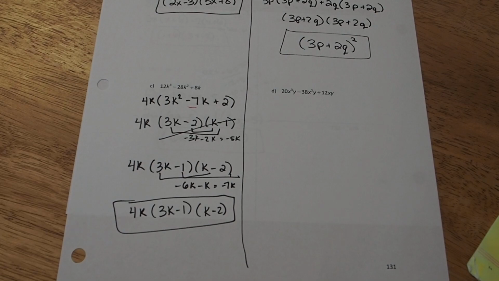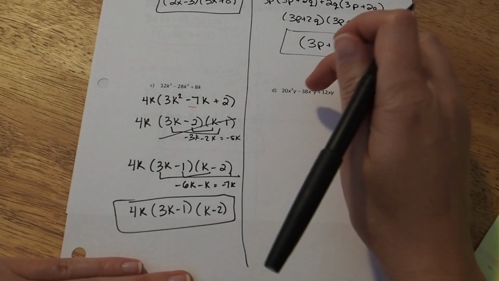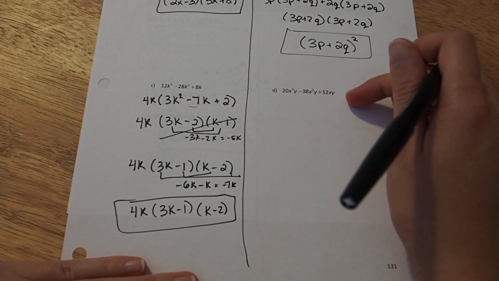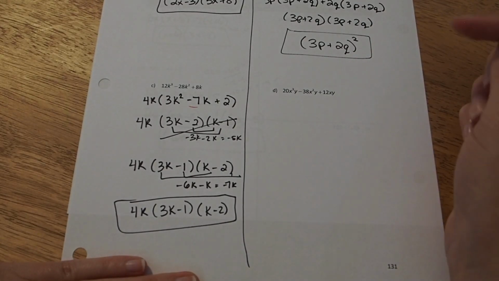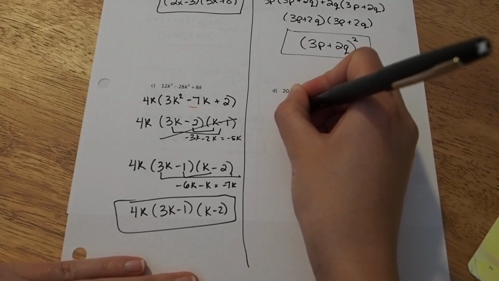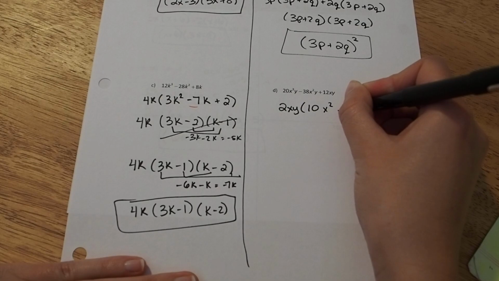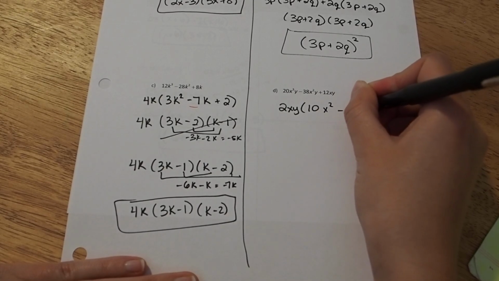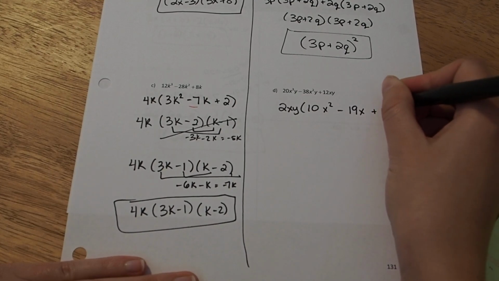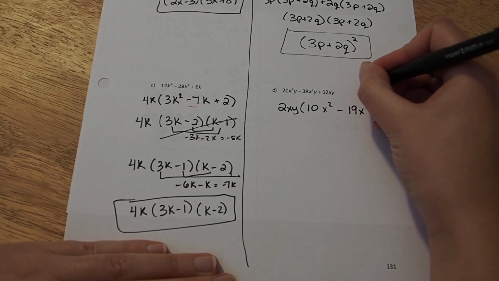Okay? So in the next one, we're going to do our grouping method again. But first, I noticed there is a greatest common factor. So I need to factor that out first. So I look at these and I see that you can divide them all by 2 and x and y. So we're going to factor out 2xy. It's going to leave you with 10x squared minus 19x plus 6. Okay. Then we're going to continue to group this piece using the AC method this time.